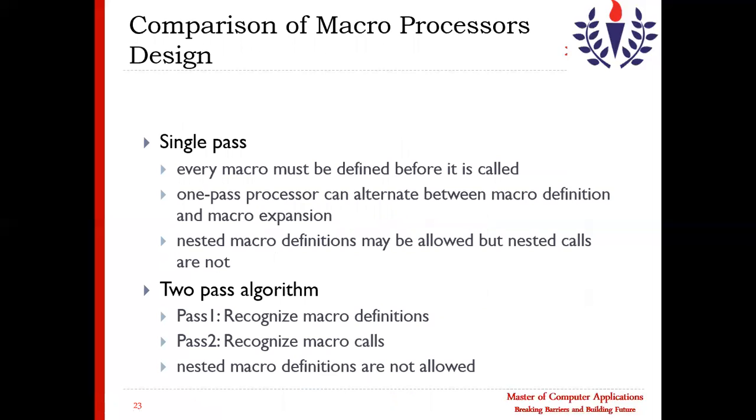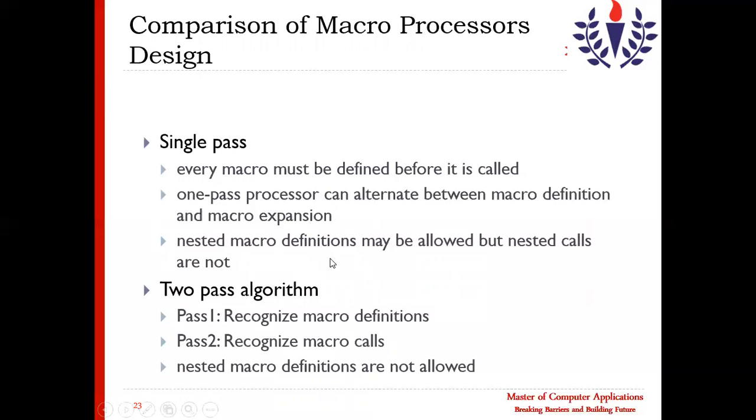Now the comparison of macro processor design: it can be designed in one pass, or it can also be designed as a two pass algorithm. One pass we have discussed, and in that we have already mentioned that if we are working in a one pass macro processor, then every macro must be defined before it is called. A one pass processor can alternate between macro definition and macro expansion. When required, it can go to definition. When required, it can go to expansion.